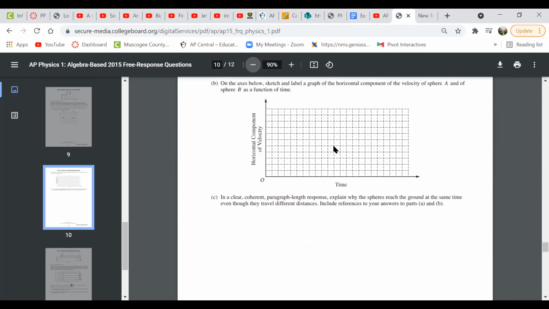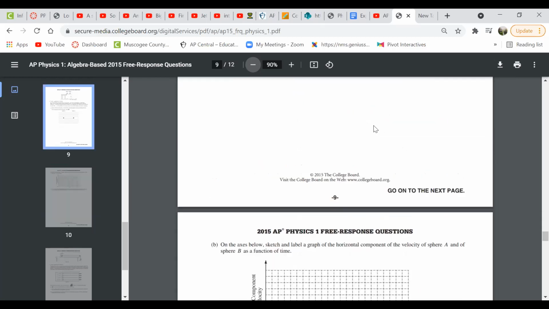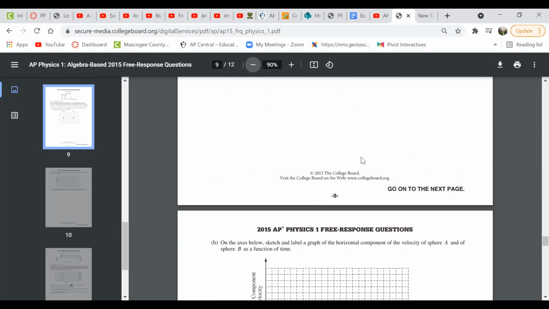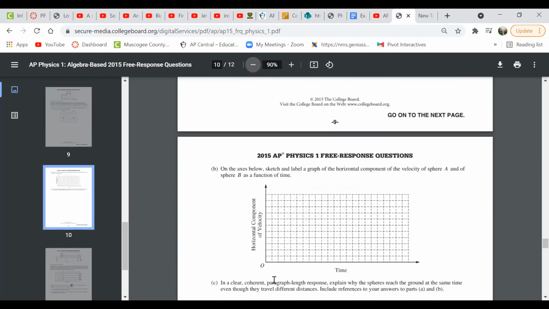And then C, in a clear, coherent paragraph length response. So this is where the paragraph length response happens. Explain why the spheres reach the ground at the same time, even though they travel different distances, include references to your answers in part A and part B. So what this states is you would go through, you'd say, given the fact that they both have the same mass, then the same force is acting upon them to cause them to accelerate downward at the rate of g. So we see that the horizontal velocities are different, but horizontal and vertical directions are independent of each other, and the time it takes to reach the ground is dependent upon the distance they fall and the acceleration with which they fall, both of which for both masses is identical, and thus the time is going to be the same. They fall from the same height under the same gravitational influence, you're going to get the same amount of time of fall.